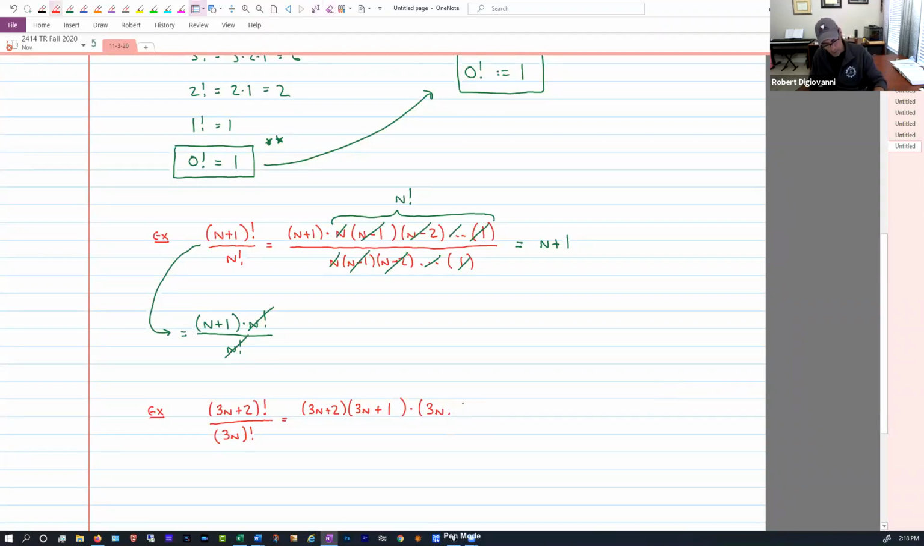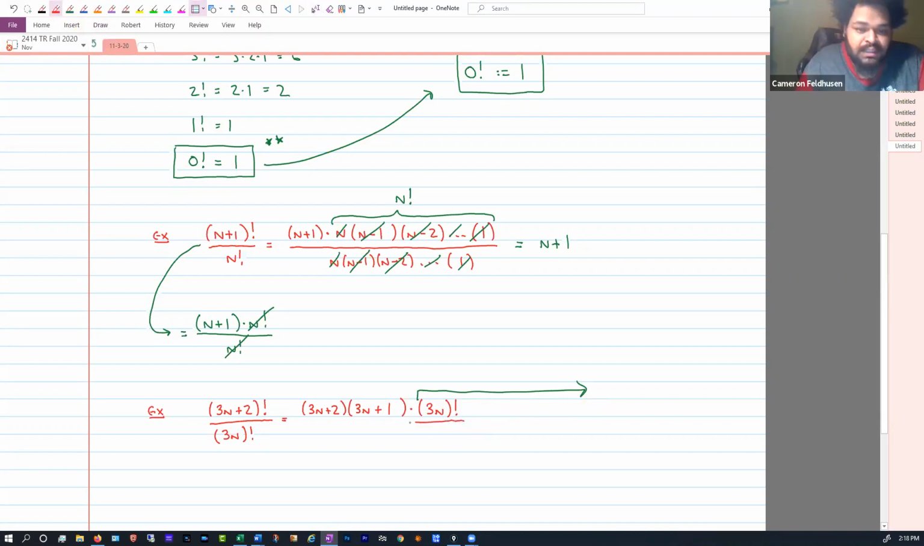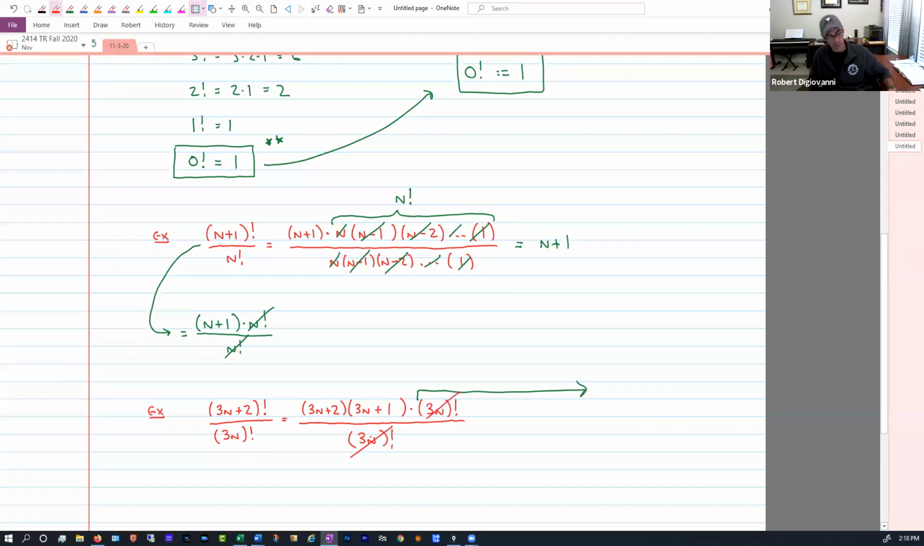Actually, I did that wrong. 3n factorial would be the rest. So what I'm saying is that there's a bunch that keeps going this way. The 3n factorial is the rest of it. 3n, then 3n minus 1. But why did I stop at 3n factorial? Why did I stop there? Because that's the denominator, right? And then they cancel. And so this is your answer. These two multiply together.